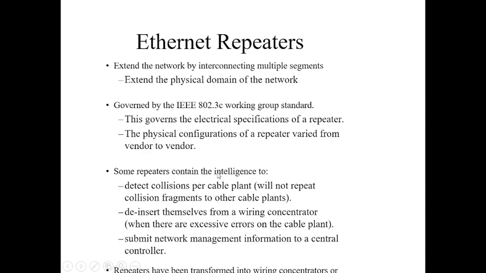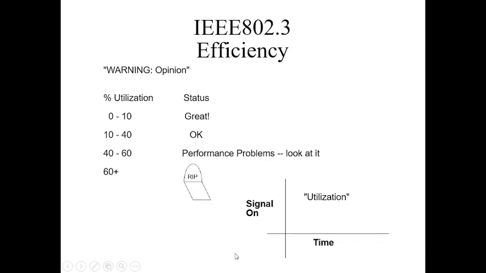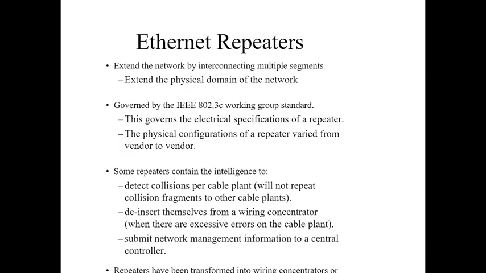So some repeaters contain the intelligence to detect collisions per cable plant, de-insert themselves from a wiring connector, and submit network management information to a central controller, a central controller we are using for this one.